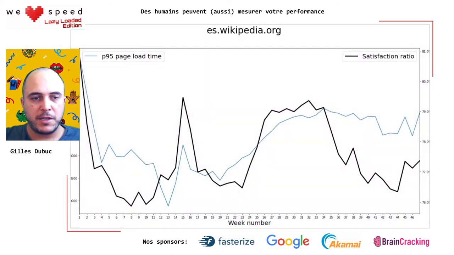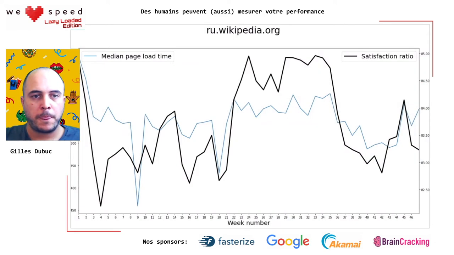For Spanish Wikipedia, we see this correlation in movement, in direction. When one goes up, the other goes up. Maybe not by as much, but they go in the same direction. And the same for Russian Wikipedia, where there was an improvement of performance for a few weeks. And actually, the satisfaction ratio increased by more than it did in previous similar events.